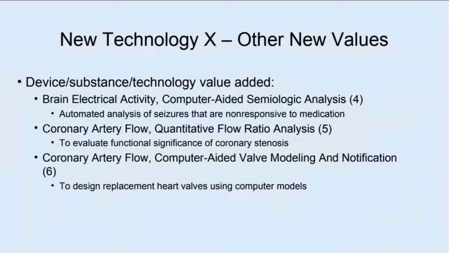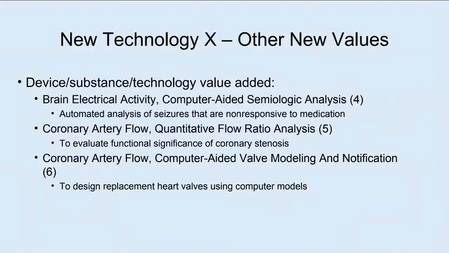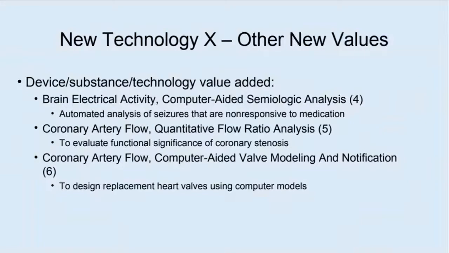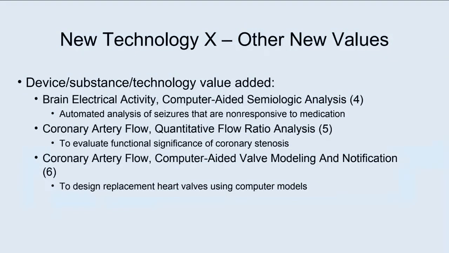Okay, so here are some final new technology values. We have a device substance technology value, brain electrical activity, computer-aided semiologic analysis for analysis of seizures. Coronary artery flow, we have 2 different ones for that. Quantitative flow ratio analysis and computer-aided valve modeling and notification. So, new devices.